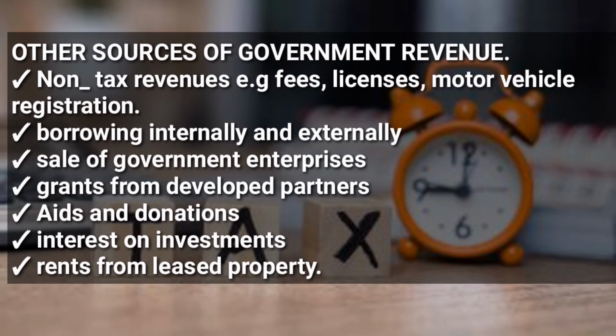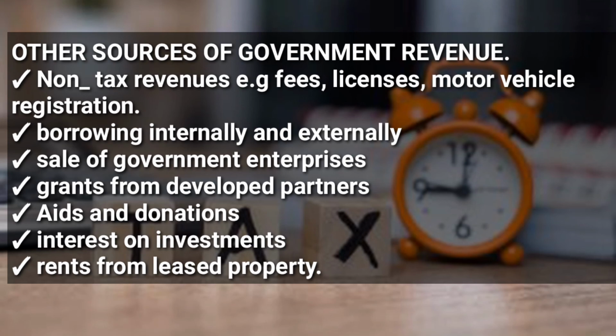We've looked at tax as a source of revenue to the government, but except tax, the government can get revenue from other sources. Let's look at the other sources of government revenue. We have the non-tax revenues, e.g. fees, licenses, motor vehicle registration, borrowing internally, like using treasury bills, or borrowing externally from the World Bank and other organizations.